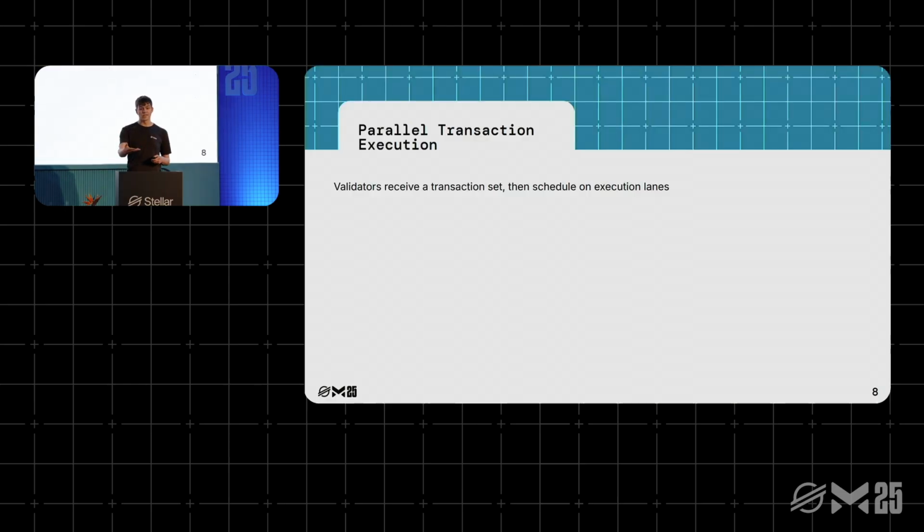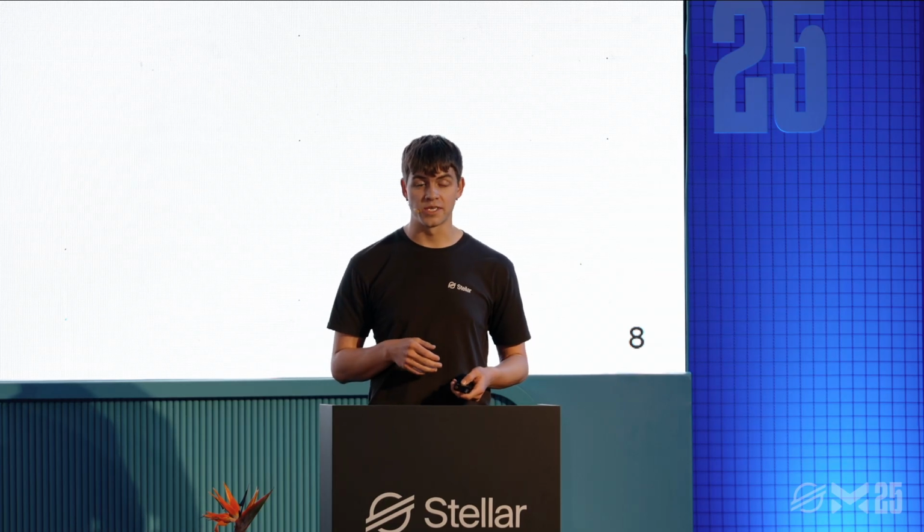So let's analyze how this is scheduled and executed on the network. Whenever the network finishes consensus, each validator receives a transaction set. This is the set of transactions that will then need to be ordered and executed by each validator on the network. And so in our example, our transaction set looks like this.